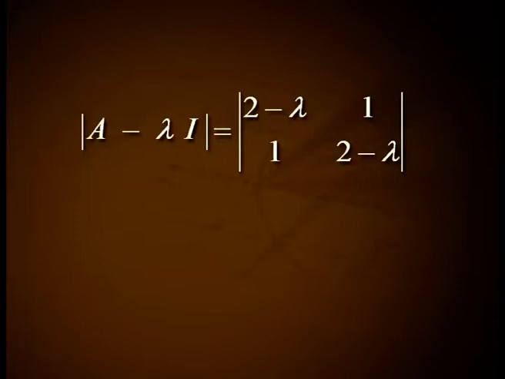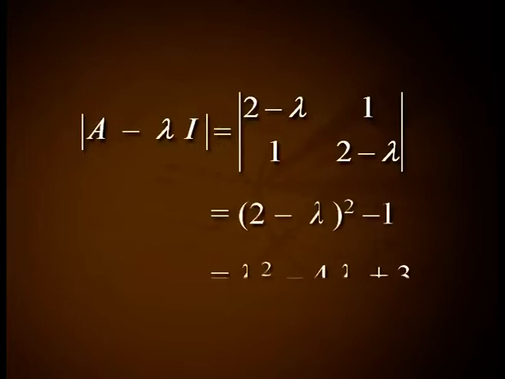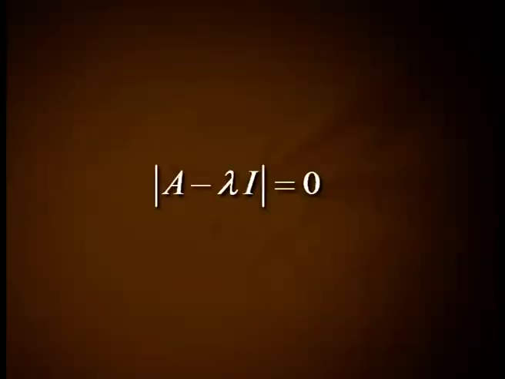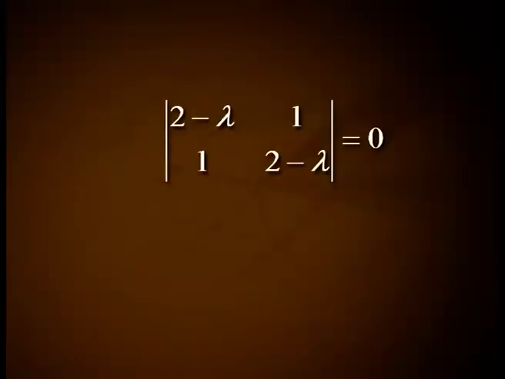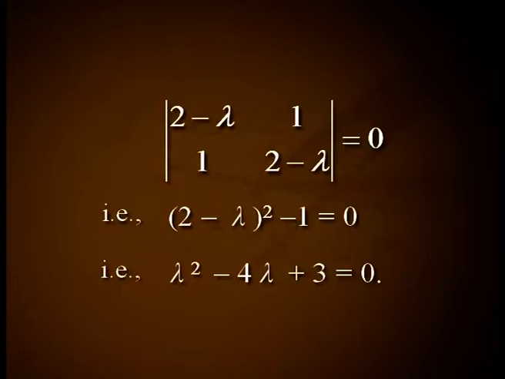2. The characteristic polynomial of A is the determinant of the characteristic matrix. Hence, the characteristic polynomial of A is given by determinant of A minus lambda into I equal to the determinant of 2 minus lambda, 1, 1, 2 minus lambda, which is equal to 2 minus lambda whole square minus 1, which is equal to lambda square minus 4 lambda plus 3. 3. The characteristic equation of A is given by determinant of A minus lambda into I equal to 0. Hence, we have the determinant of 2 minus lambda, 1, 1, 2 minus lambda equal to 0, that is 2 minus lambda whole square minus 1 equal to 0, that is lambda square minus 4 into lambda plus 3 equal to 0.